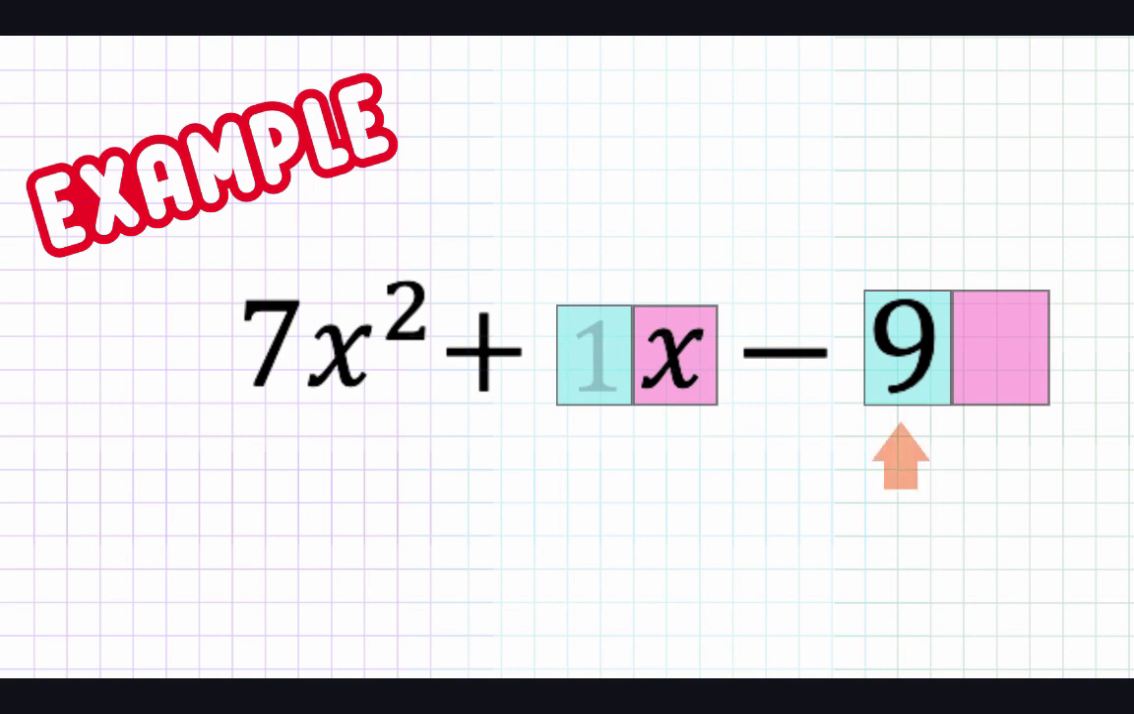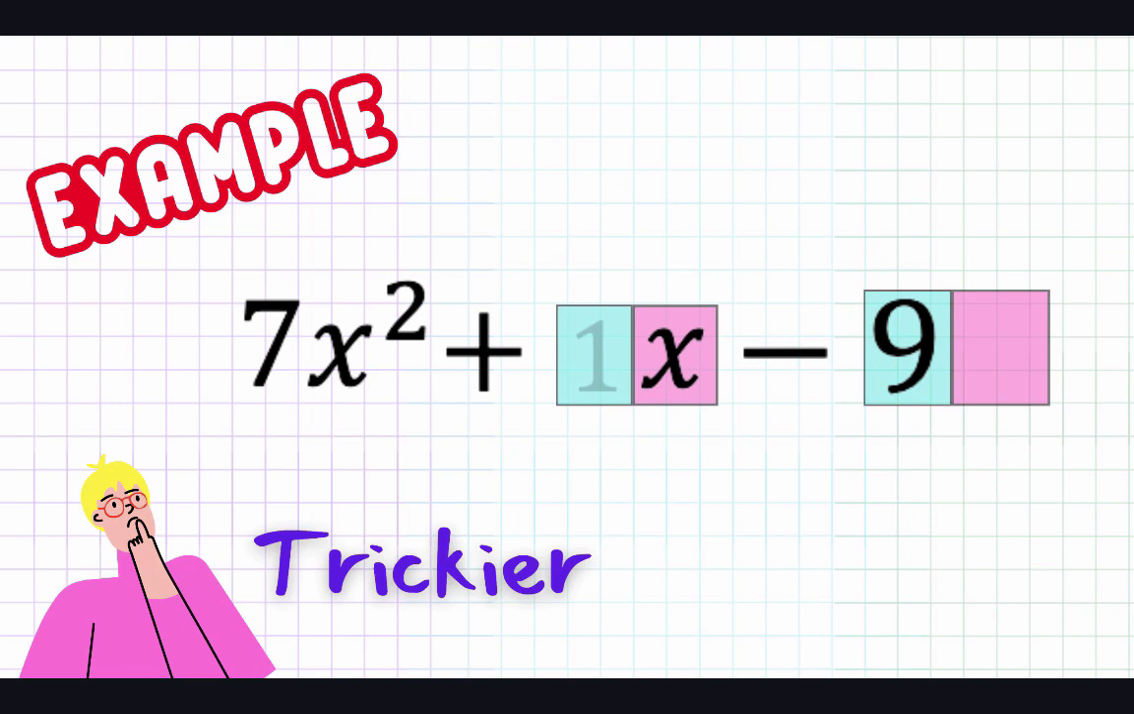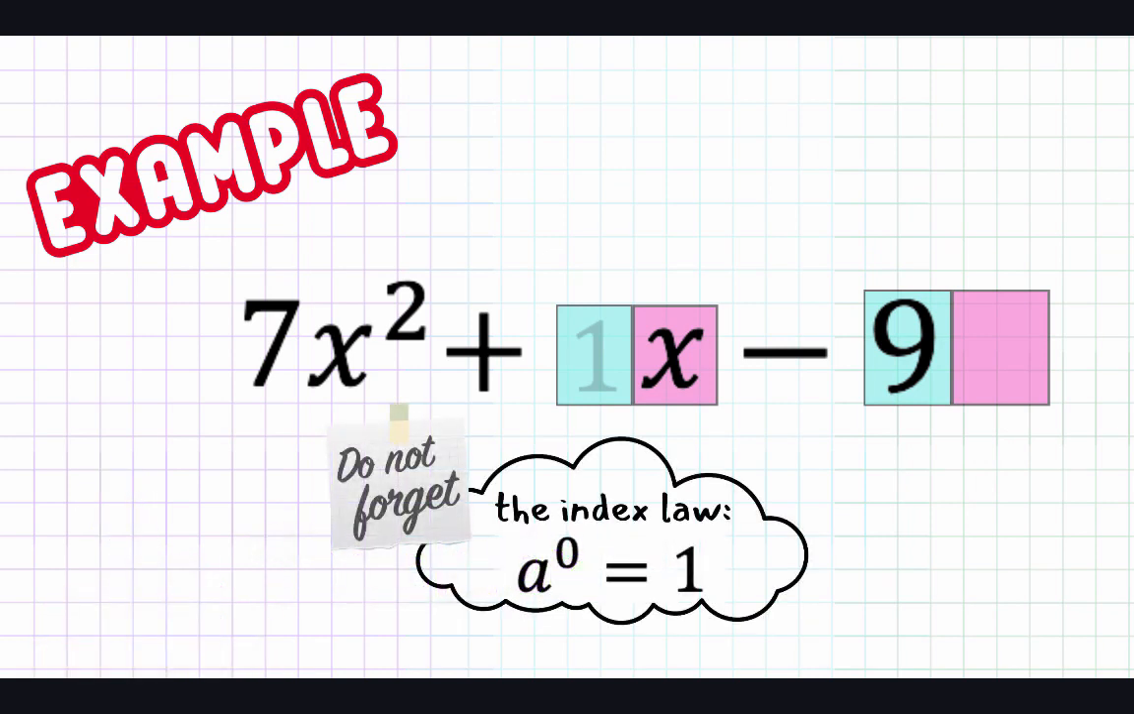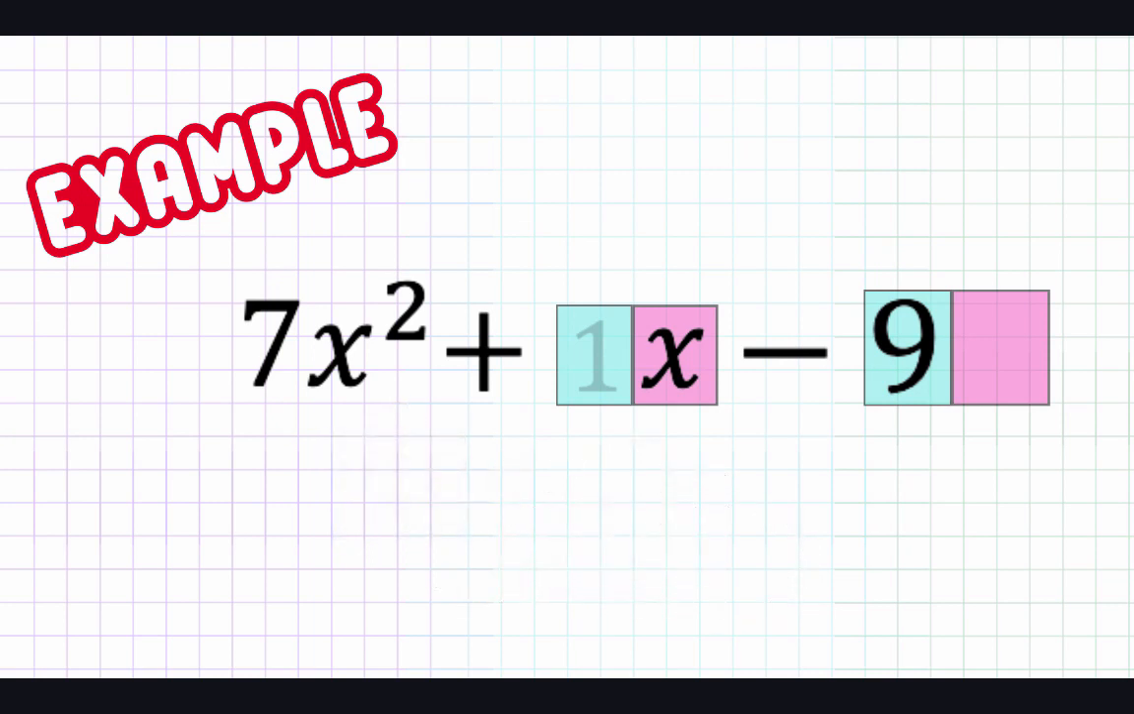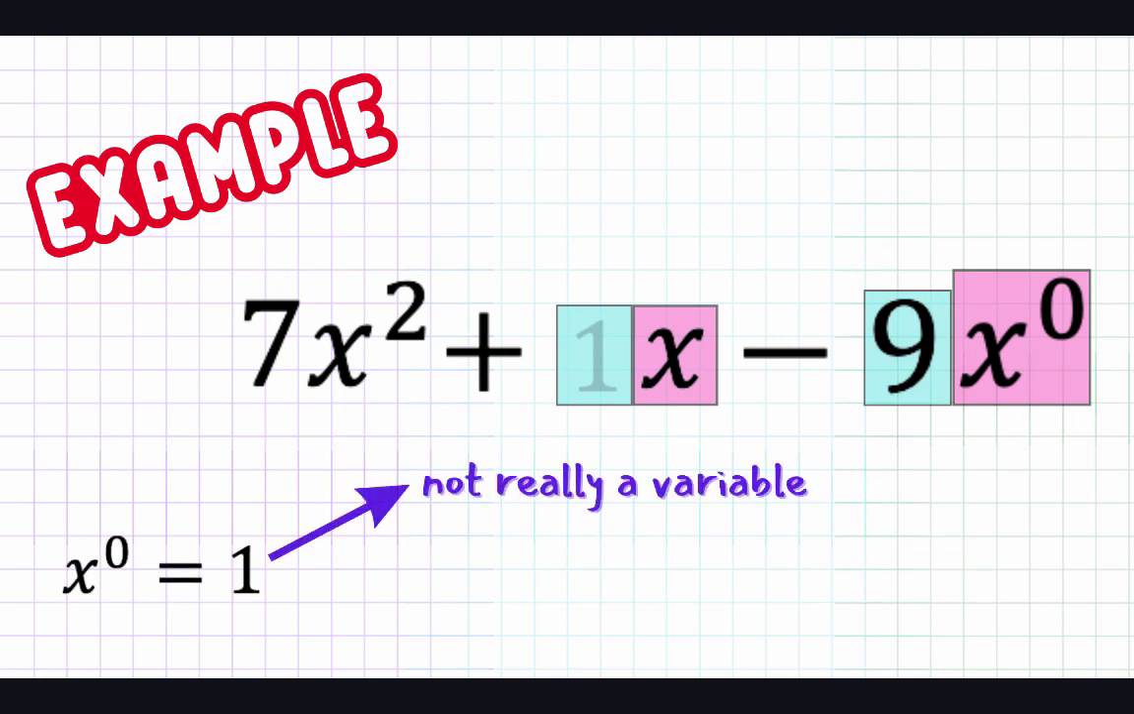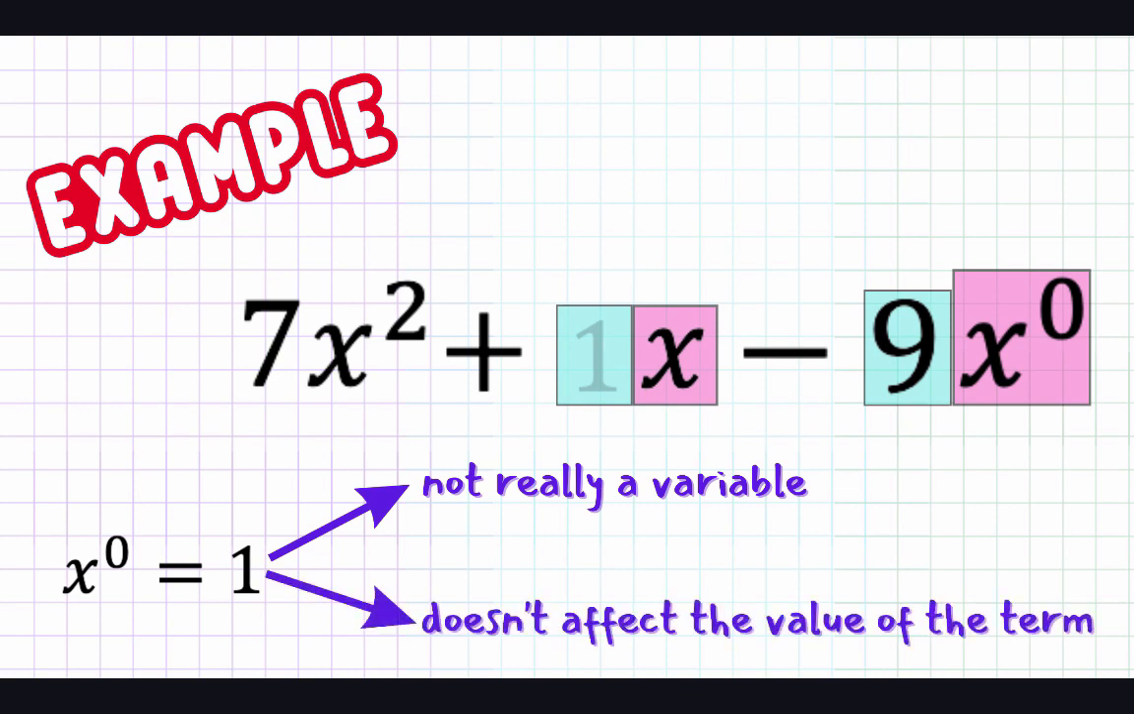So what about this last term that's missing its variable part? Well, that's a little trickier. To understand this part of the polynomial's construction, recall the index law which states that any number or variable that's raised to the 0 power just equals 1. That means that we can think of this last term as having variable x that is being raised to the 0th power. Since this would always just equal 1, it's not really a variable in the true sense of the word, and it has no effect on the value of the term.